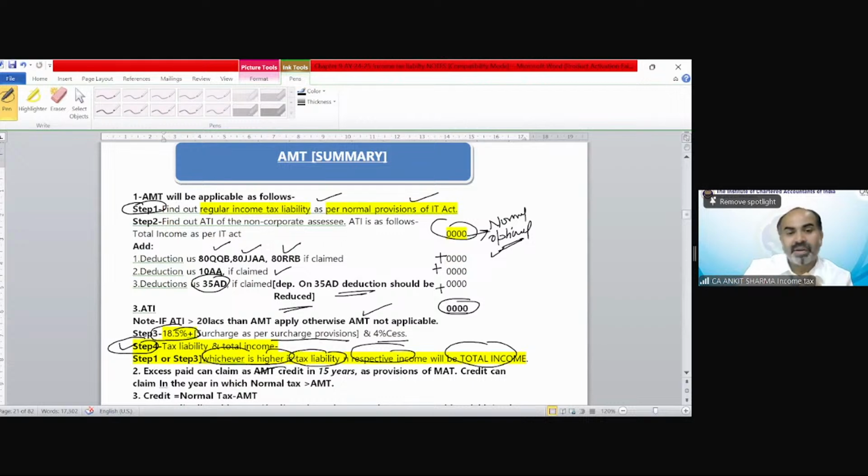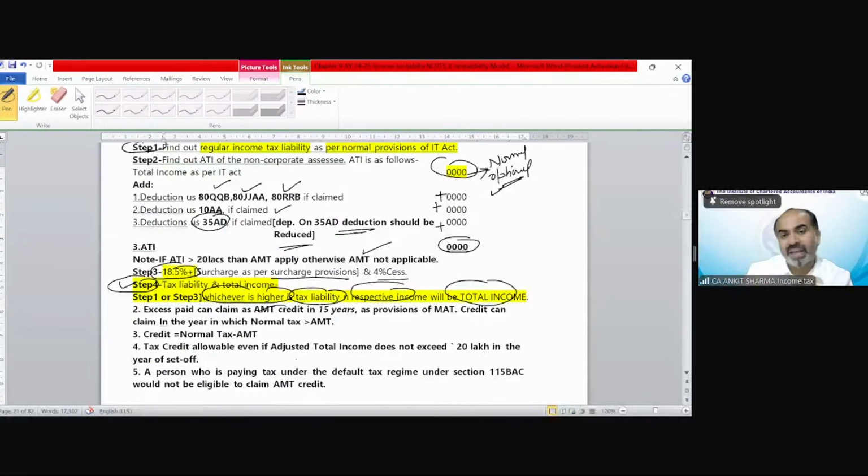Excess paid AMT can be carried forward for the next 15 years, as per the provisions of MAT. Credit can only be claimed in that year in which normal tax liability exceeds AMT. Like you have a credit of 10 lakh with you. This year normal income tax on your income is 6 lakh. AMT tax is 7 lakh. You cannot use the credit this year.